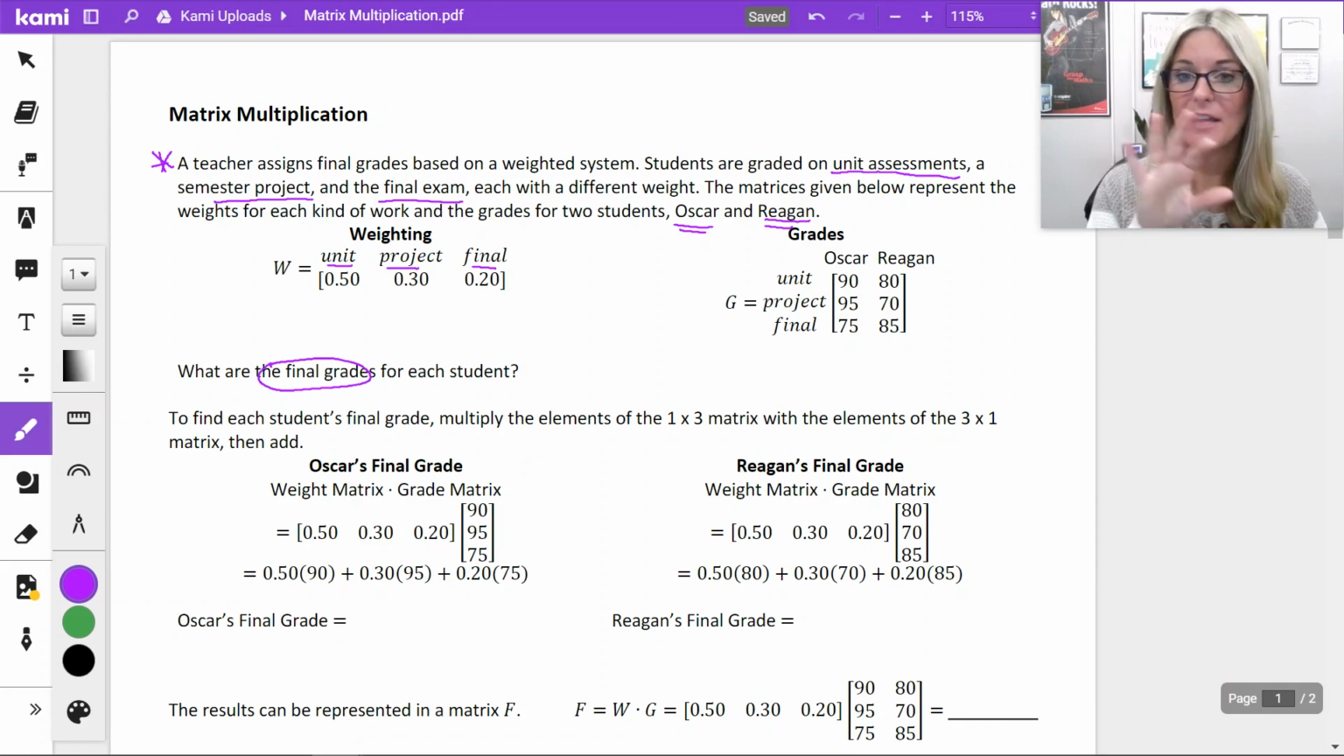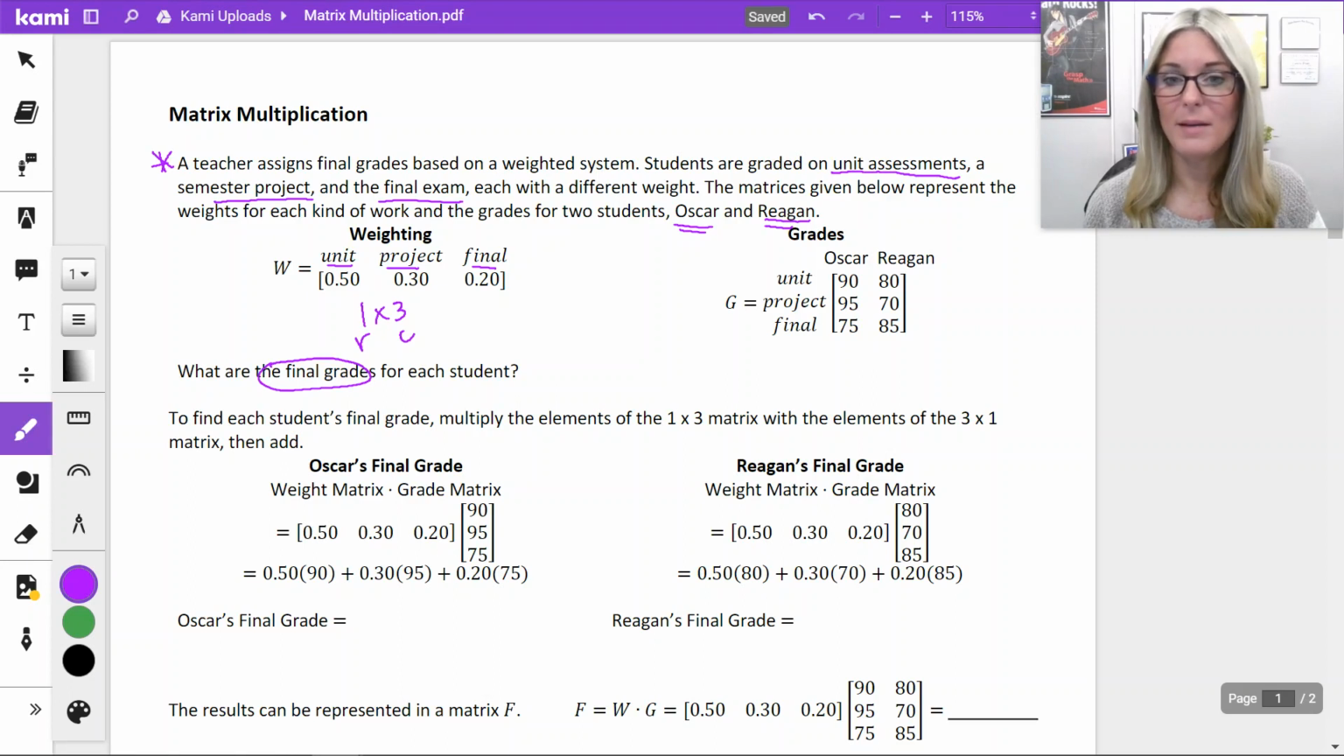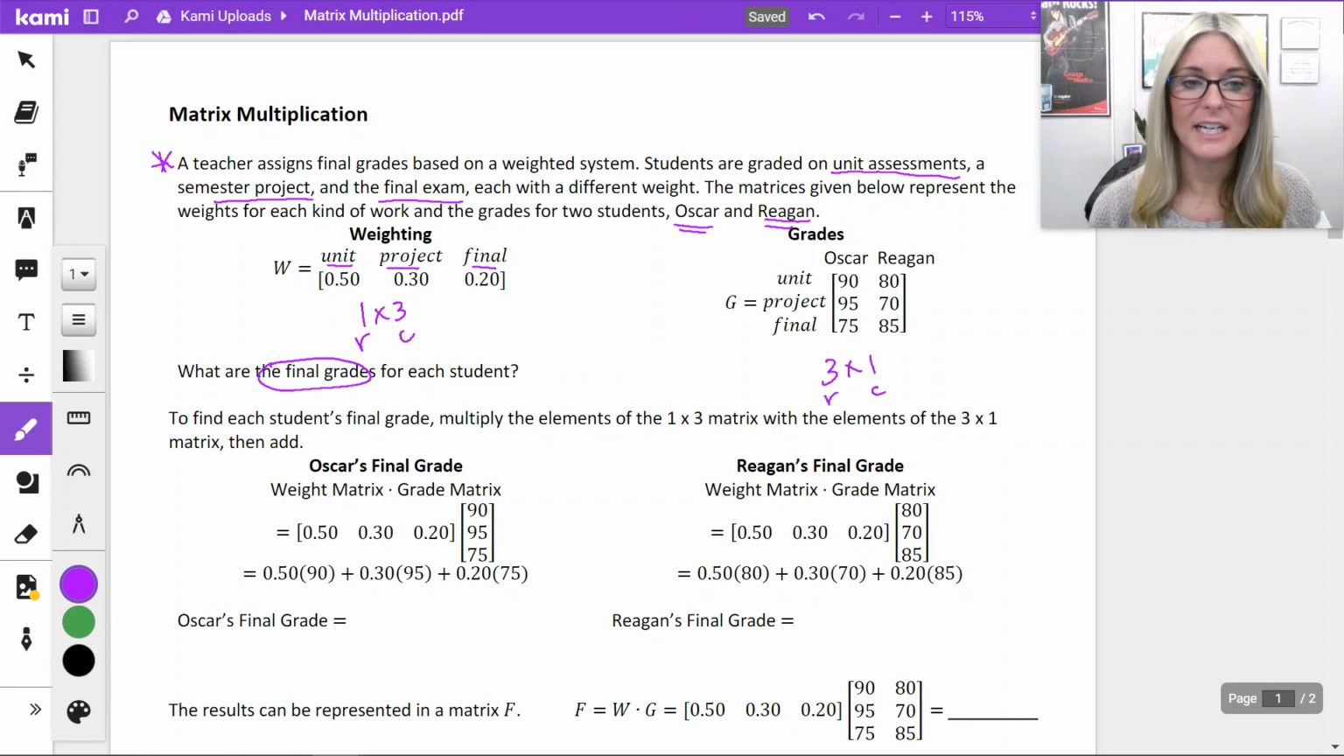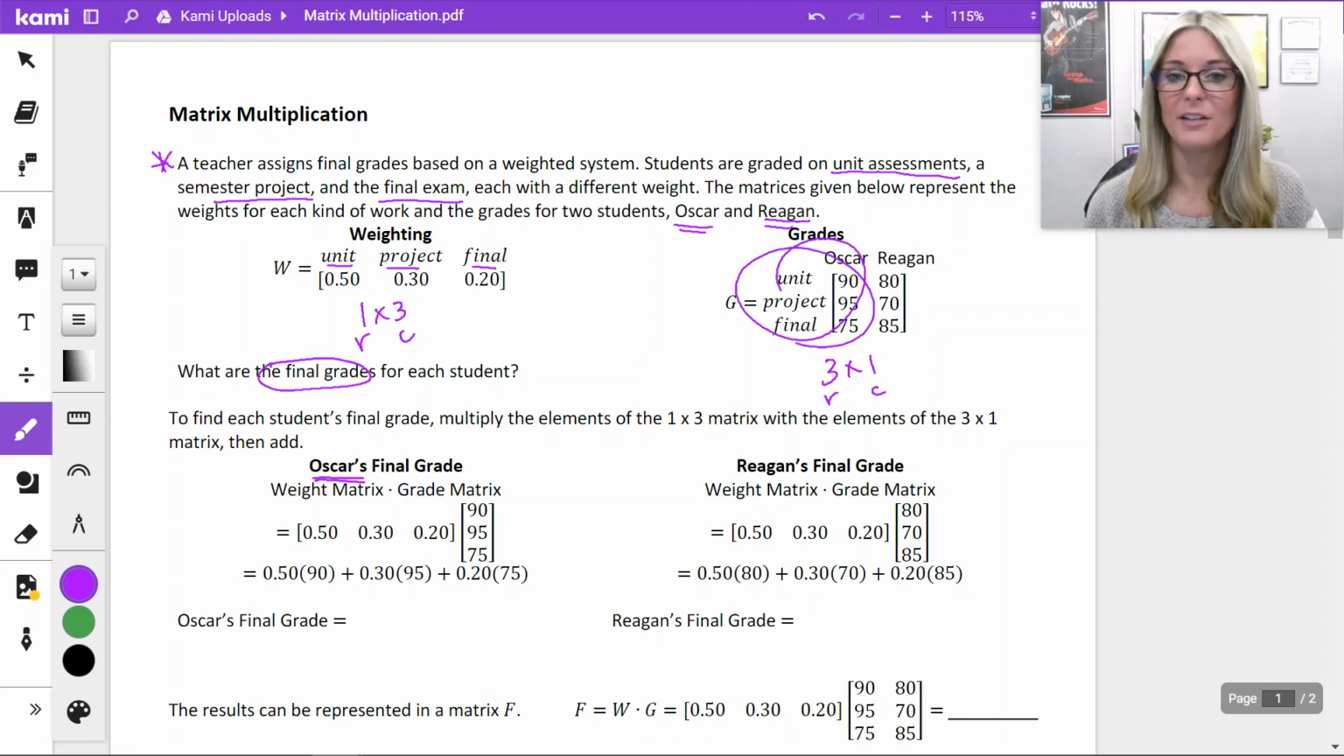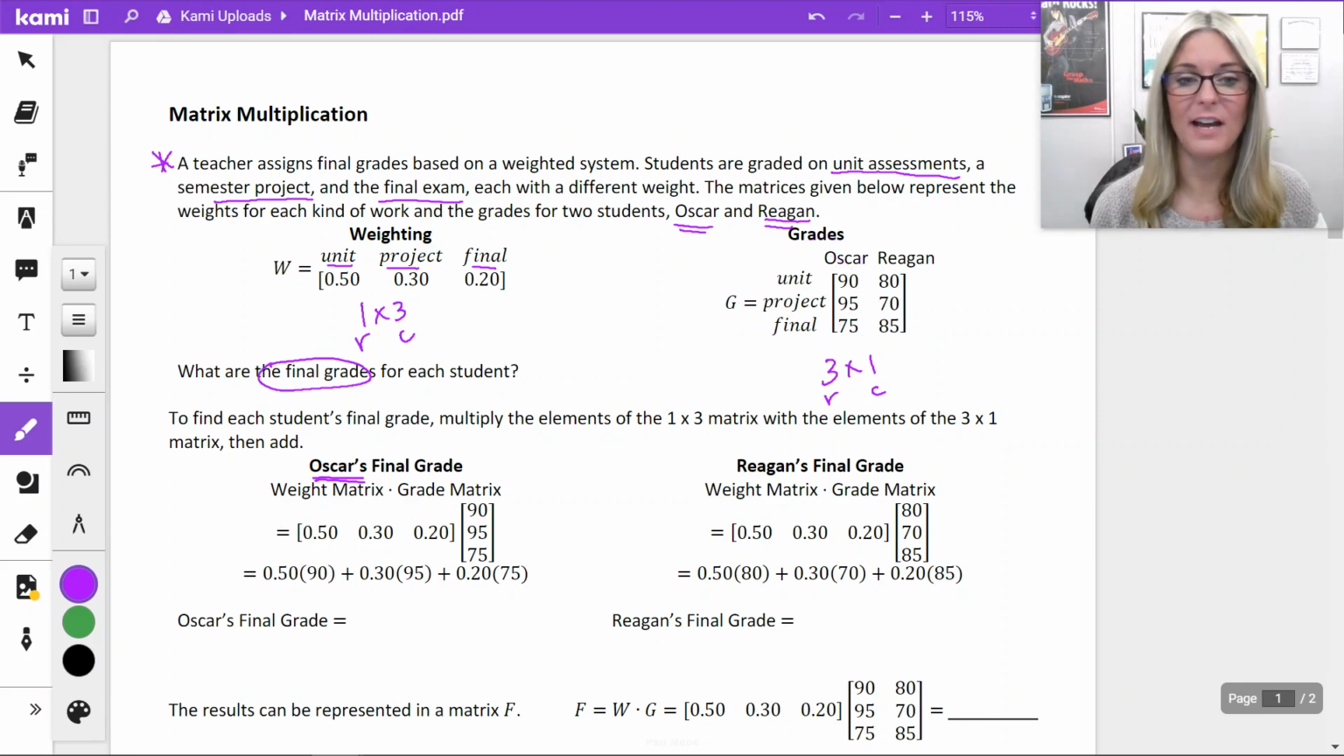So we're going to multiply the grades with those weights. To find each student's final grade, multiply the elements from that 1 by 3 matrix, the weighting. This is a 1 by 3 with 1 row and 3 columns, with the elements in the 3 by 1 matrix with the grades. That's 3 rows and 1 column. So you can see it written out here for Oscar. We took the weighted matrix, the 50%, 30%, 20%, and we're multiplying it with his grades, that column from matrix G, his 90, 95, and 75.